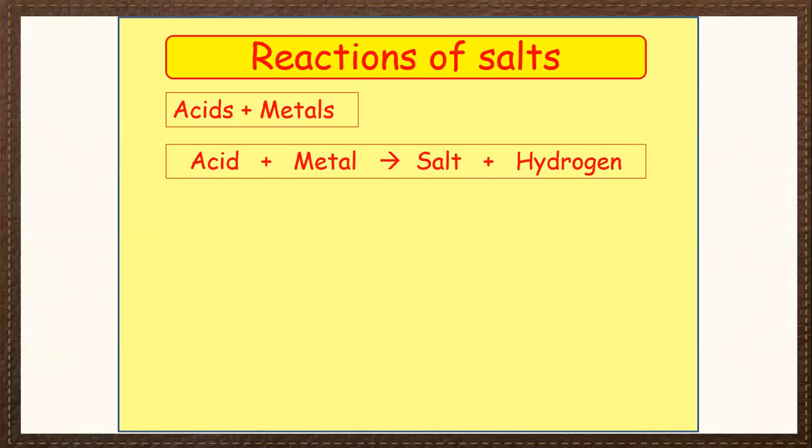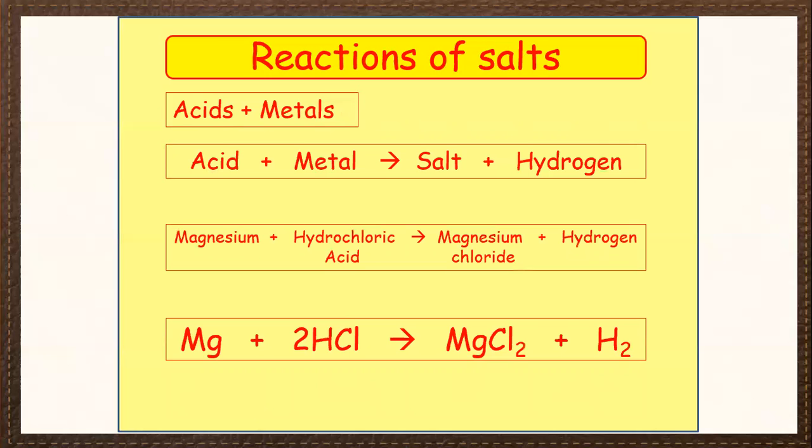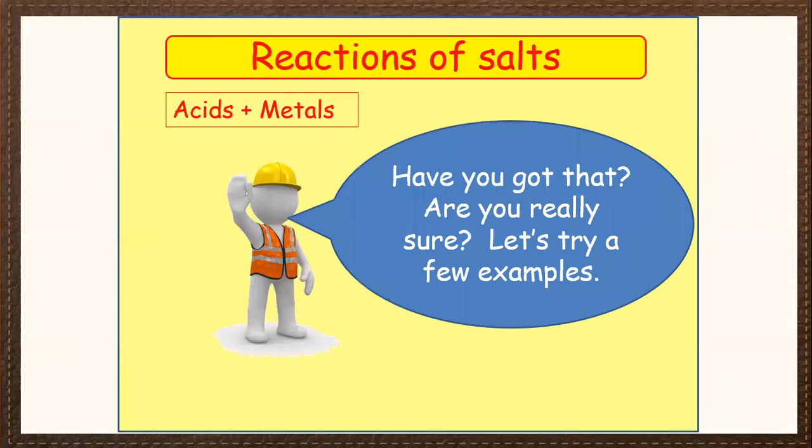Acid plus metal, what will happen? Salt plus hydrogen will come. In this reaction, when an acid reacts with a metal, salt plus hydrogen will come. Magnesium with hydrochloric acid gives magnesium chloride and hydrogen, which is the best example for this one. Acid plus metal, have you got that? Are you really sure? Let's try a few examples.